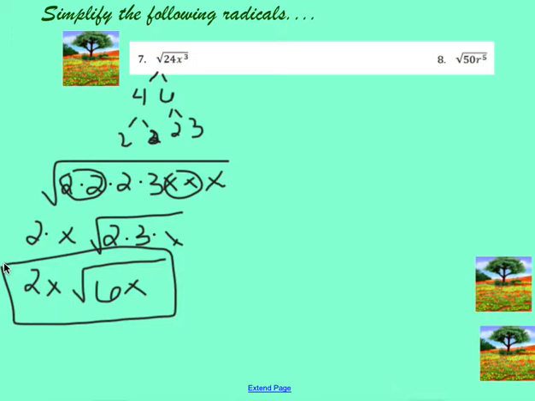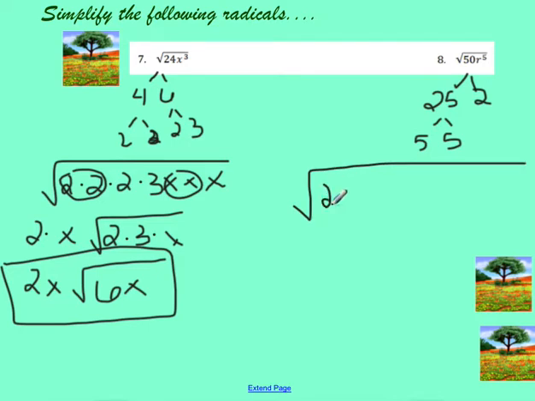Likewise, we need to do the same thing with 50. So 50 I can break down to 25 and 2. I can break down 25 to 5 and 5. So let's go ahead and write everything out. So I have 2 times 5 times 5. And then I have 5 r's, so I'm going to go ahead and write out all 5 of my r's.